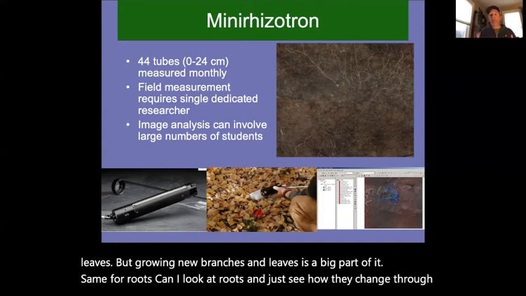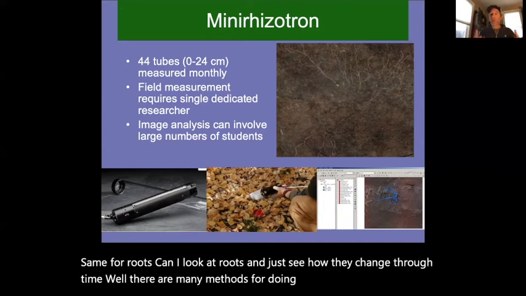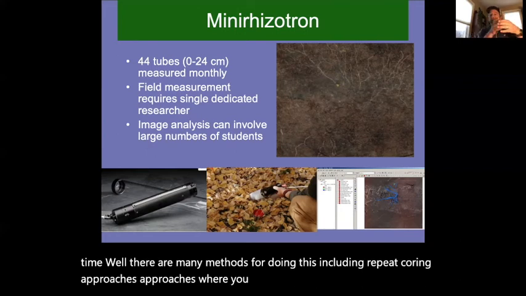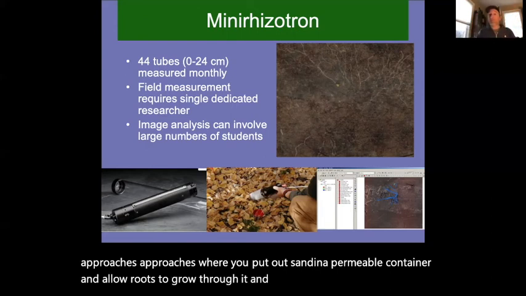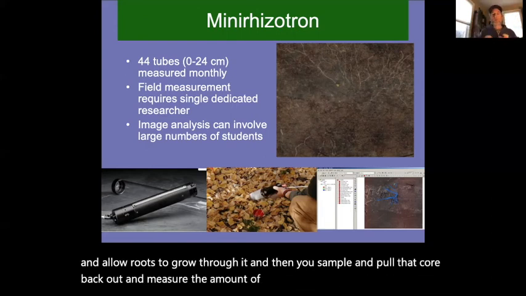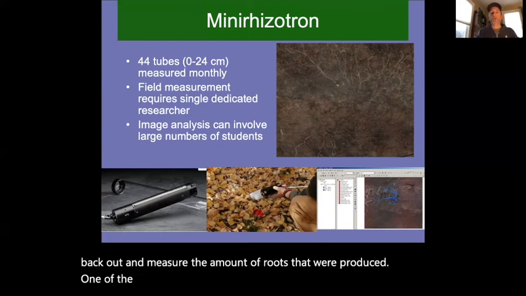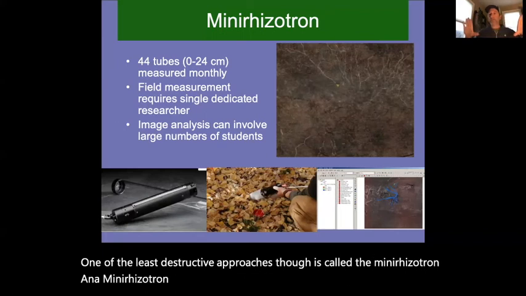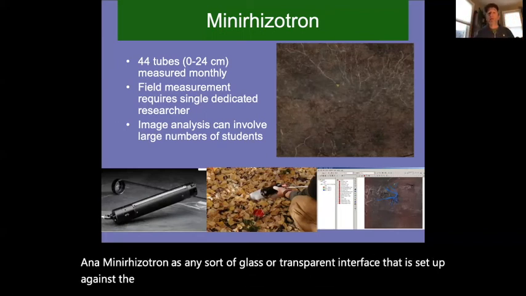Well, there are many methods for doing this, including repeat coring approaches, approaches where you put out sand in a permeable container and allow roots to grow through it, and then you sample and pull that core back out and measure the amount of roots that were produced. One of the least destructive approaches, though, is called the mini Rhizotron. And a mini Rhizotron is any sort of glass or transparent interface that is set up against the soil, allowing you to look at root growth along that transparent surface.